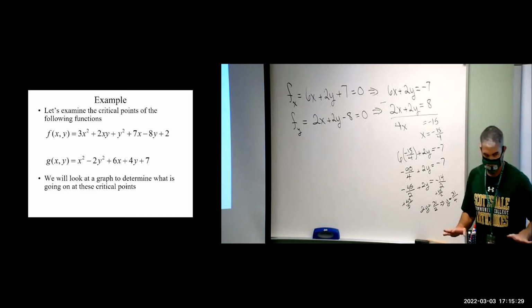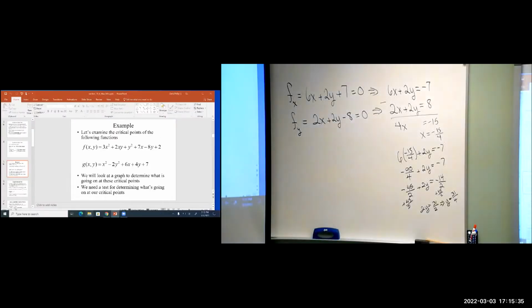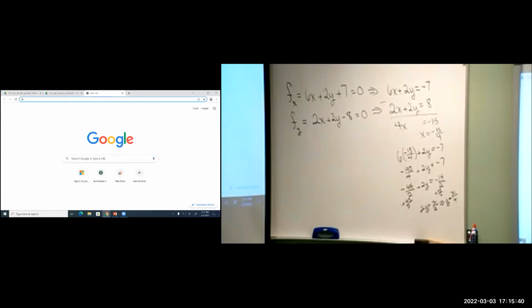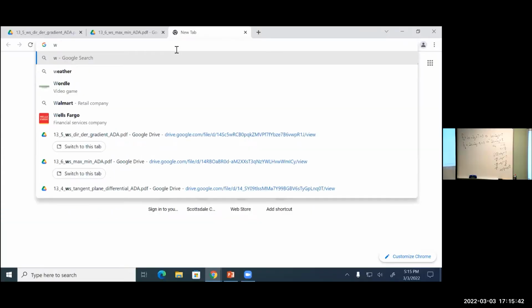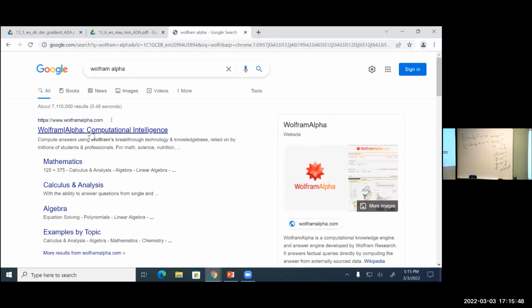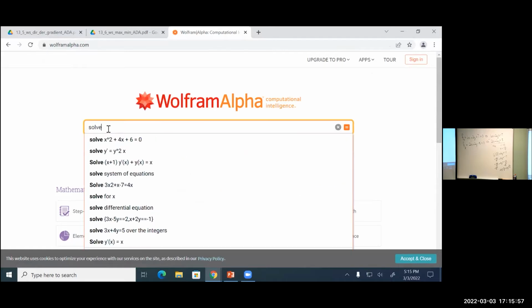So let's just say we get a nasty one. Could be on the homework, could be on a take-home problem, or just a problem that you're working on. When you're at home, use the tools available to you. We know what the answer should be. So Wolfram Alpha is pretty flexible. So I just do something like solve.